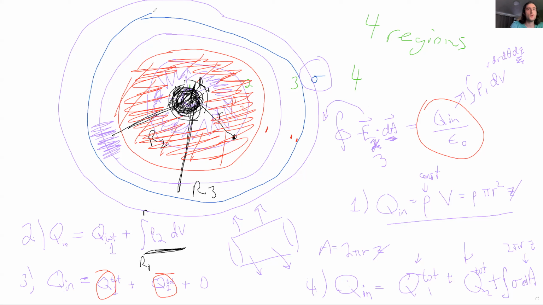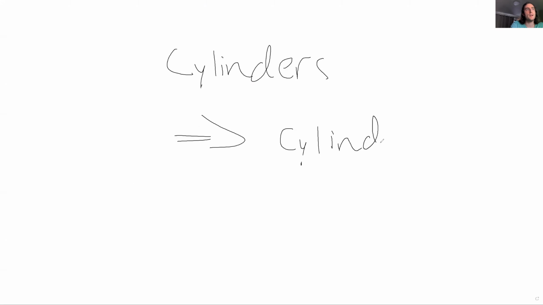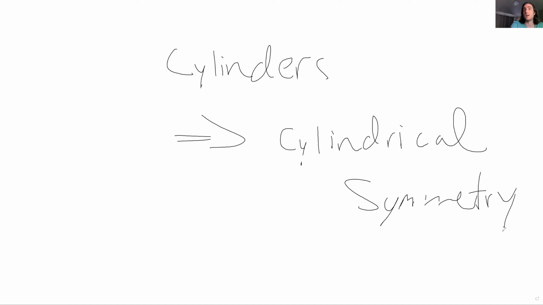Okay, so that's the philosophy of it. That's how you approach those Gauss's law problems. More regions means more Gauss's law. That's basically what it is. Always exploit your symmetry. So if a problem says you have cylinders, then that's your symmetry. Your symmetry is cylindrical symmetry. You're going to choose cylinders for your Gauss's law surfaces. Cylinders in the problem means cylinder surfaces.